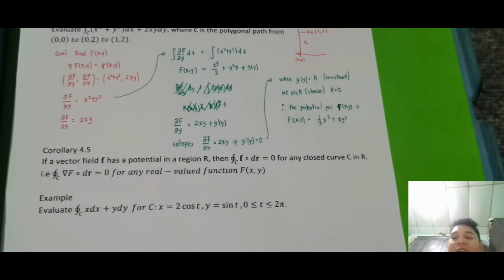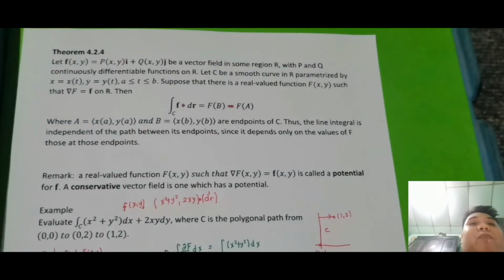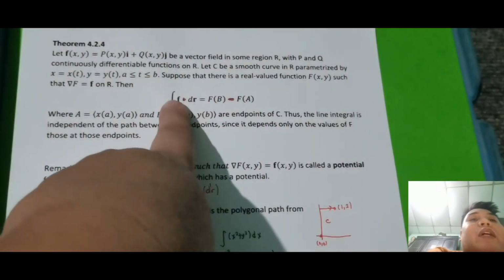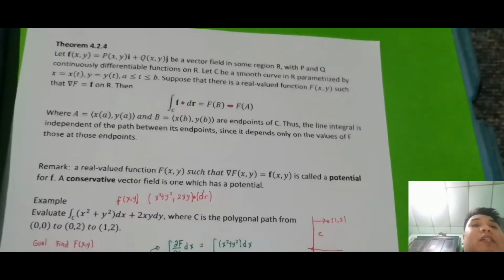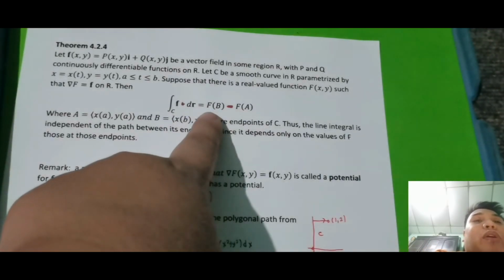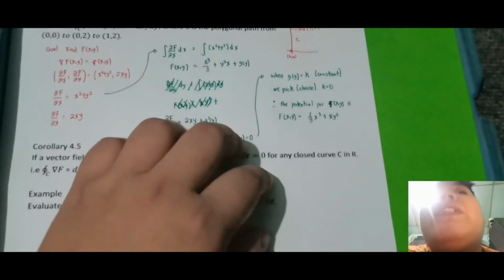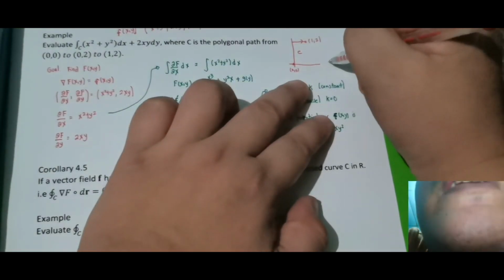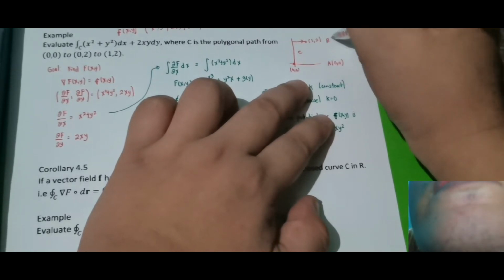So now, since nahanap na natin yung potential, apply na natin si theorem 4.2.4. So sabi niya, pag meron akong f which is the potential, anong gagawin lang? I-substitute lang natin yung endpoints which is B and A. So ano yung endpoints natin dito? Yung A natin dito is 0, 0. Yung B natin dito is just 1, 2.